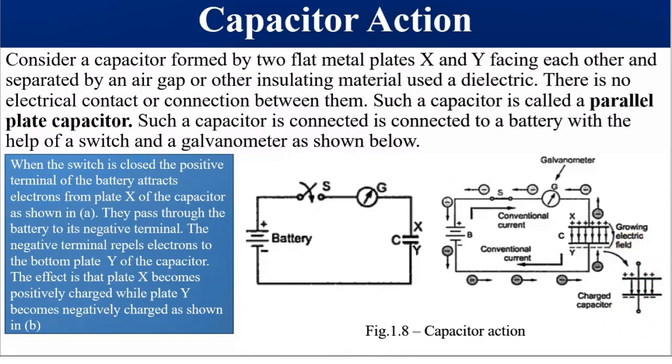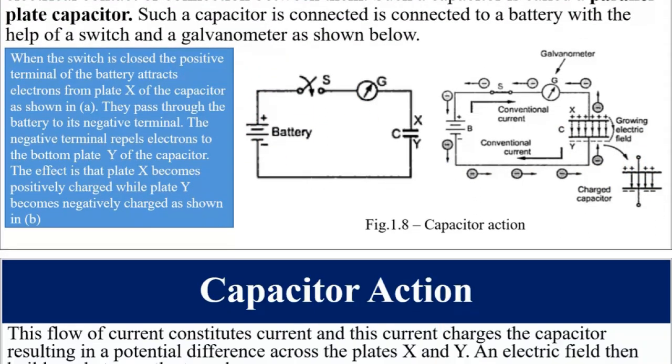So we are saying, when the switch is closed, the positive terminal of the battery attracts electrons from plate X. They pass through the battery to its negative terminal, and the negative terminal is going to repel electrons to the bottom plate Y. The effect is that plate X becomes positively charged, as I said, while plate Y becomes negatively charged. In other words, it is going to charge to the terminal voltage, or the EMF, of the battery.